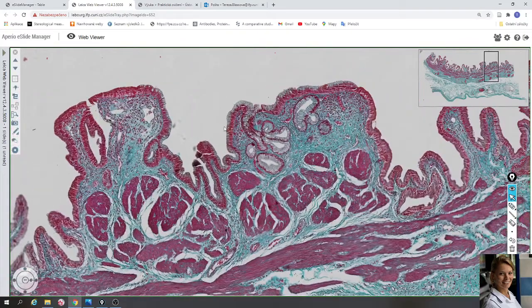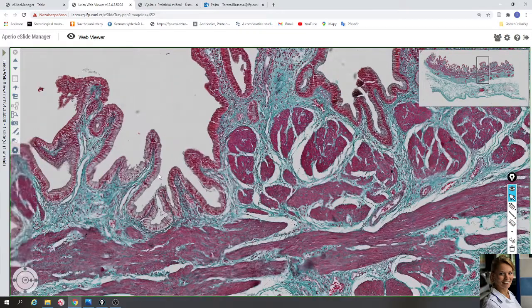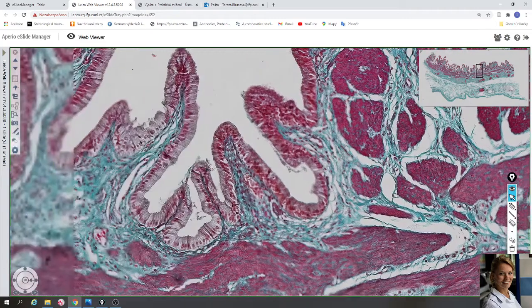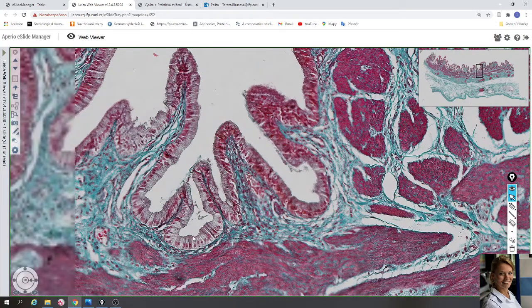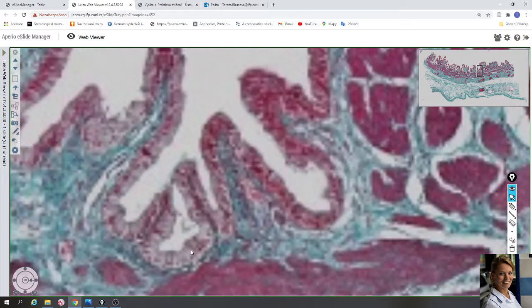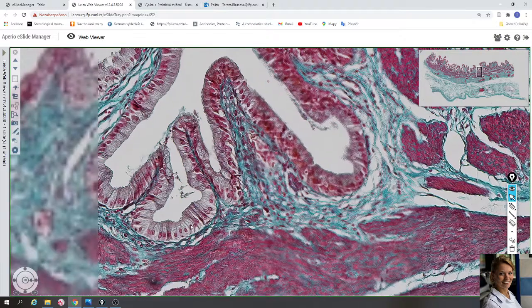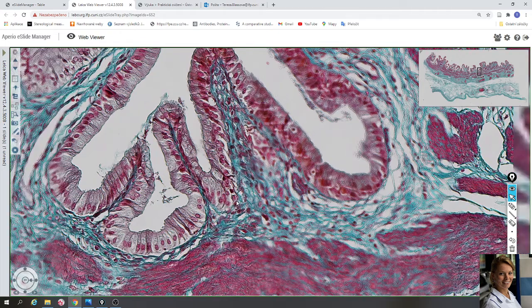So the surface and the crypts are lined with one layer of cuboidal or columnar cells. Here you can see very tall columnar epithelial cells, and on the apical surface of these cells there are microvilli, or brush border, for good resorption of water and to produce more concentrated bile. So here is an epithelium which covers the wall of the gallbladder.